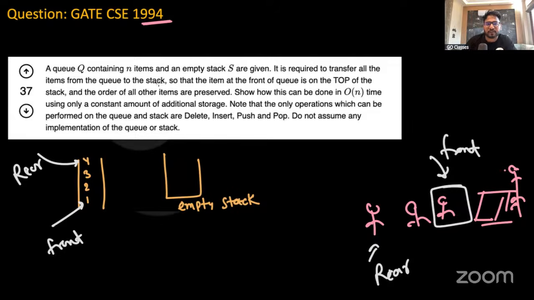Okay, so they are saying that the front of the queue is on the top of the stack. This is an important line. Okay, that's what they are saying. So let's just solve this quickly.